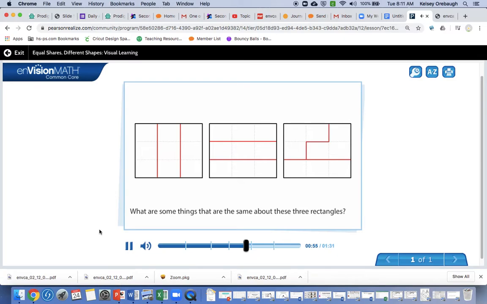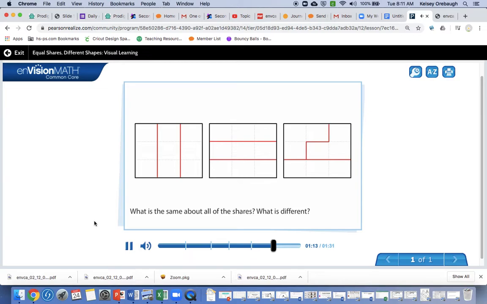What are some things that are the same about these 3 rectangles? What can we say that is the same about all of these rectangles? Well, they are all 3 by 3, right? They all have 3 across and 3 down. There are 3 equal shares. Anything else you can think? The rectangles are the same size and shape, and each of the 3 rectangles has 3 equal shares. What is the same about all of the shares?